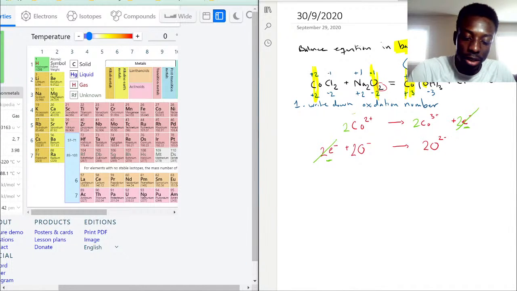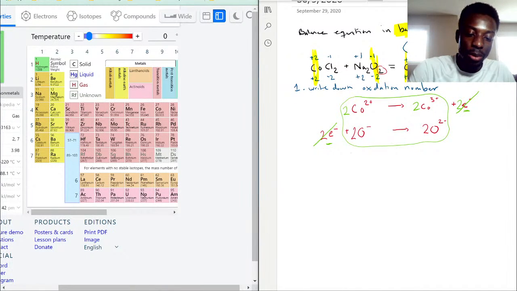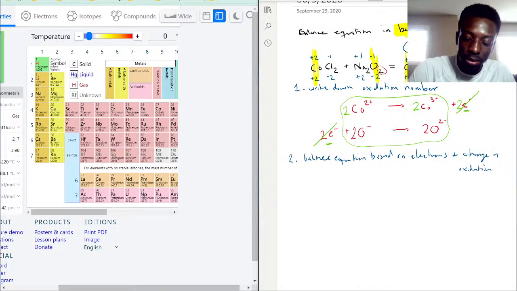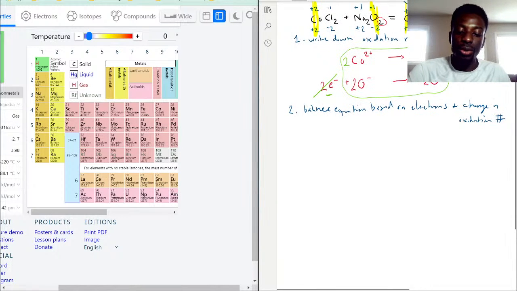And this right here is the equation you're going to be working with to balance out the rest of it, okay? So that was step number 2, okay? Just to write it down, balance equation based on electrons and change in oxidation number. Okay, and now let's go to step 3.